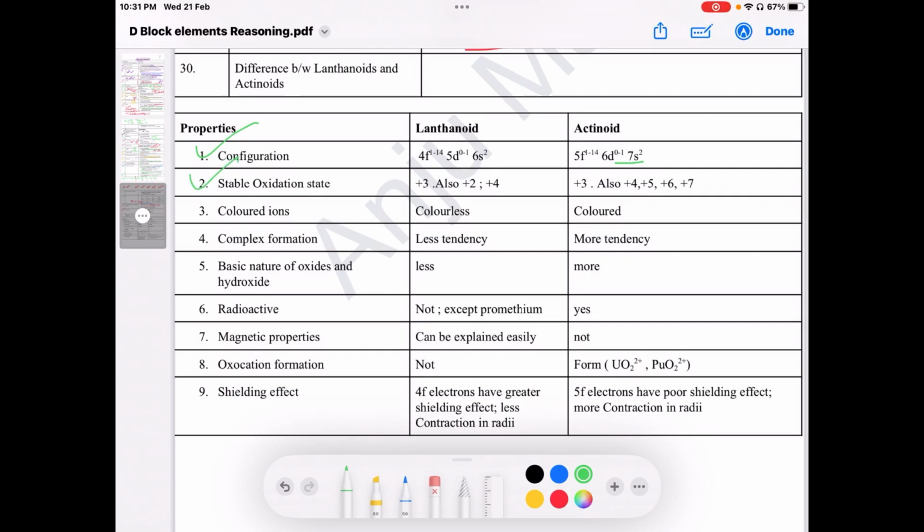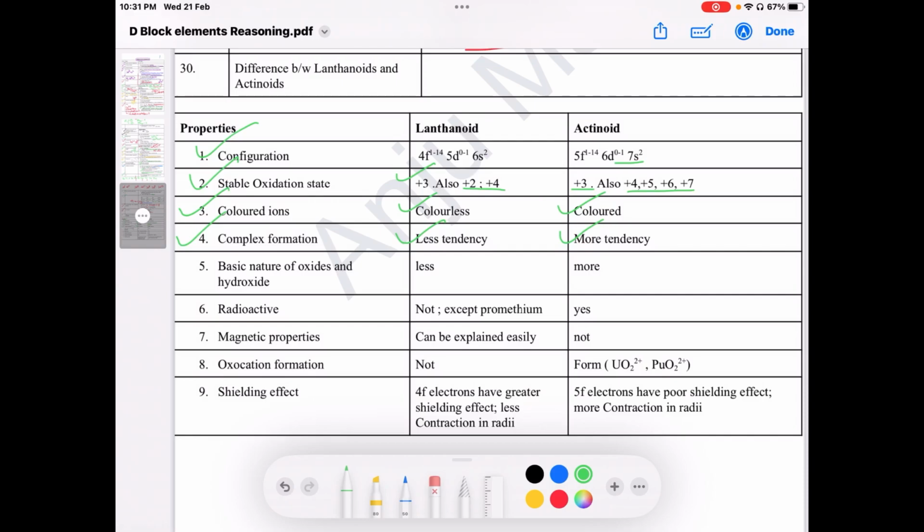Stable oxidation state shown by the lanthanides is +3. Along with +3, they also show +2 and +4. In case of actinides, they show +3 and also +4, +5, +6, and +7. Colored ions: lanthanide ions are colorless, whereas actinide ions are colored. Complex formation: lanthanides have lesser tendency to form complexes, whereas actinides have more tendency. More tendency means they have more vacant orbitals. They easily accept electrons from the ligands.